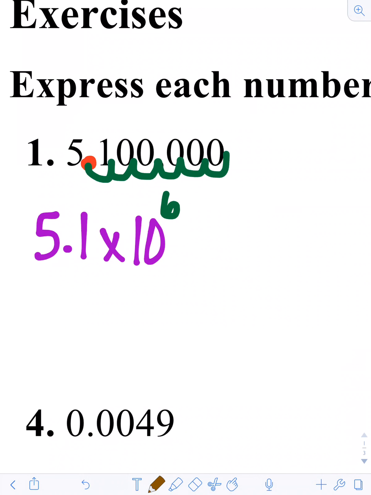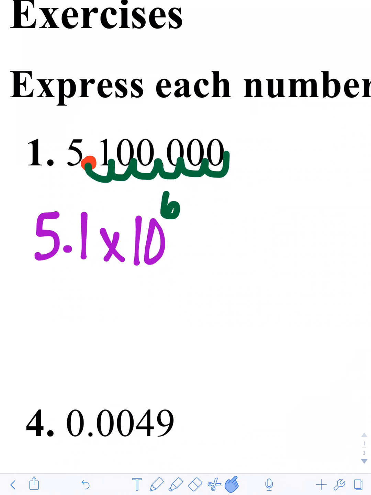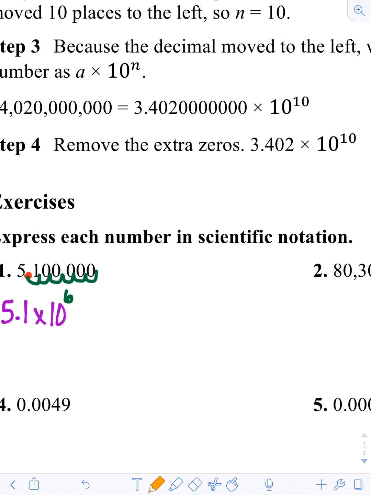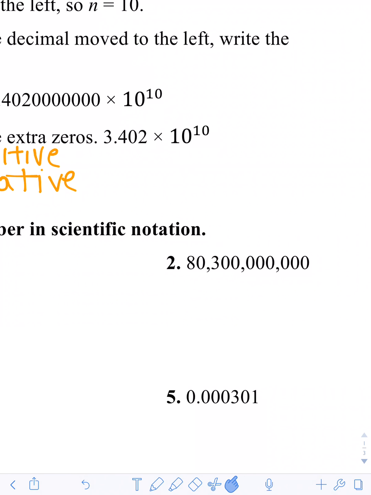If you want to write that down somewhere, maybe smaller, I'll put it up here. When you move your decimal this direction, your exponent is going to be positive. And when you move it to the left, your exponent is going to be negative.